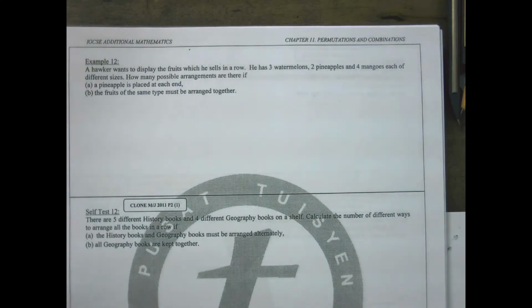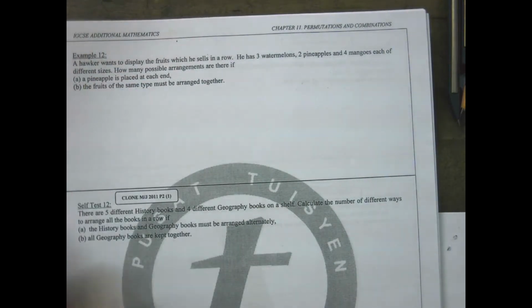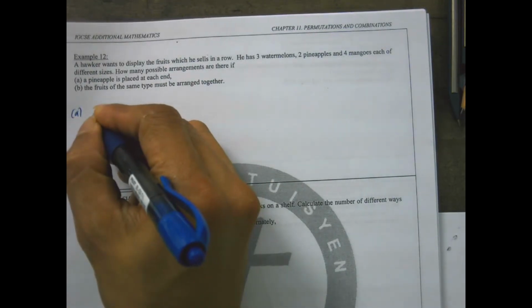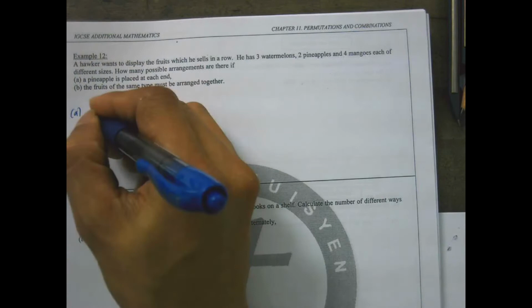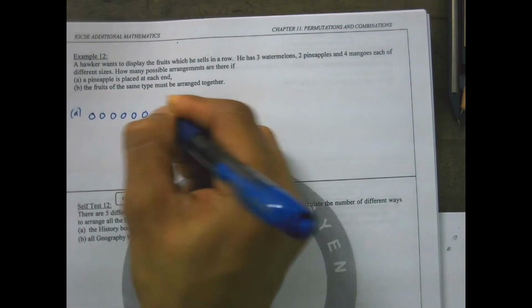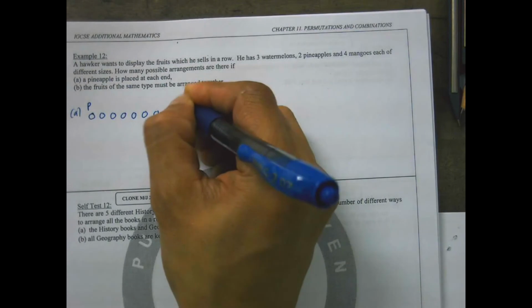A pineapple is placed at each end. So here we need to put a pineapple at one end, another pineapple at the other end. Let me draw it out for you. How many fruits do you have? 9, right? So you have 1, 2, 3, 4, 5, 6, 7, 8, 9. You have 2 pineapples. You need to put 1 pineapple here and 1 pineapple here.